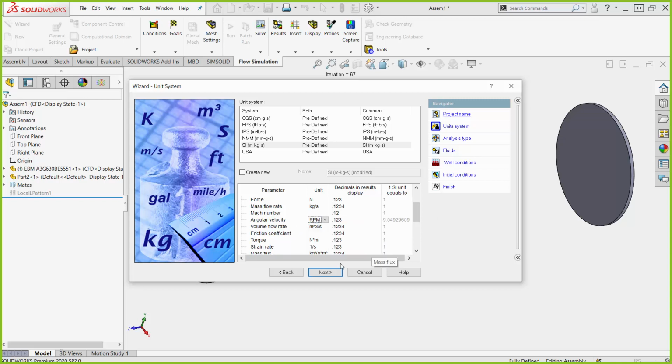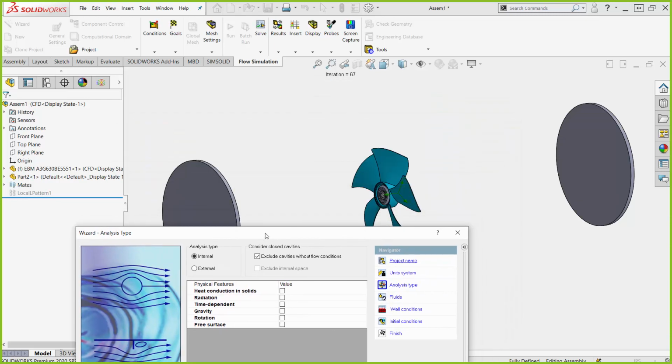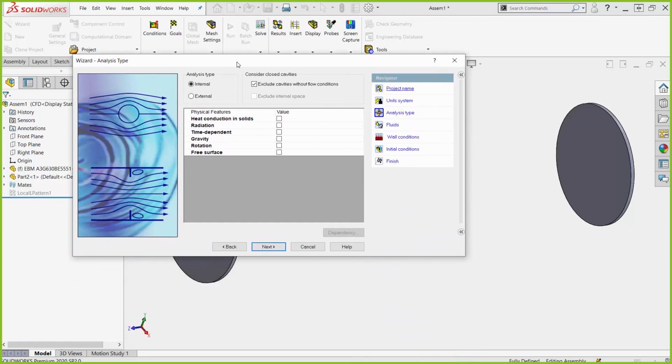Okay? And the next, this is really the big thing here. First of all, I am only concerned about the airflow around the fan inside the wind tunnel, not what's going on in the rest of my SOLIDWORKS domain. So I'm going to consider this internal. Other than that, I'm just considering the fan rotating. So we'll take a look at rotation.